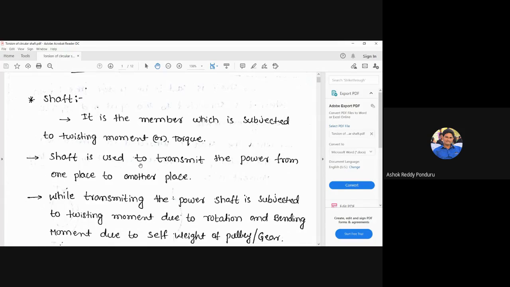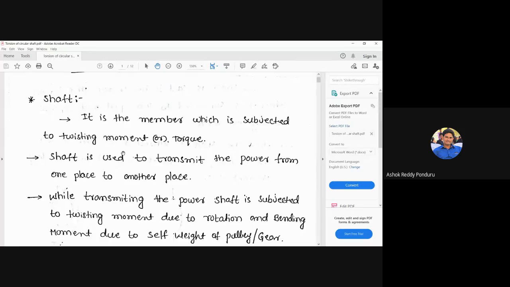And the next point: where are we using the shafts? Why are we going to use the shafts in a particular place? The shafts are used to transmit the power from one place to another place. We can look at rice mills or flour mills and many industries also. We can transmit the power from the origin to different places.